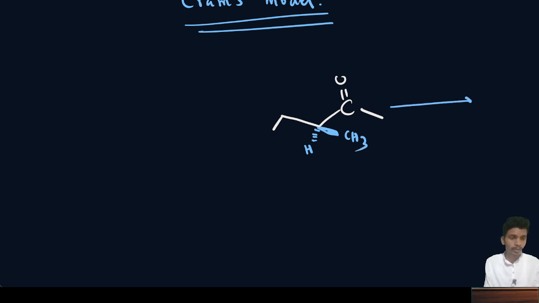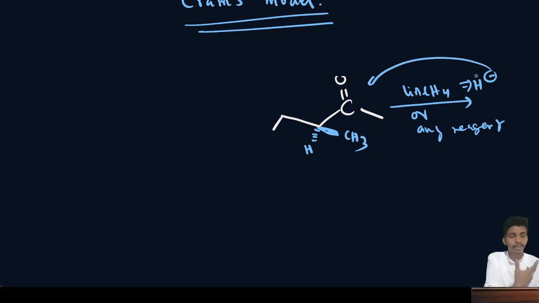Now we are doing lithium aluminum hydride or any reagent. In that case, if H minus attacks this carbonyl group, then on which side will this H minus attack? What is the stereochemistry of that H minus whenever it attacks? For that case, we will study Cram's model and the other two models.